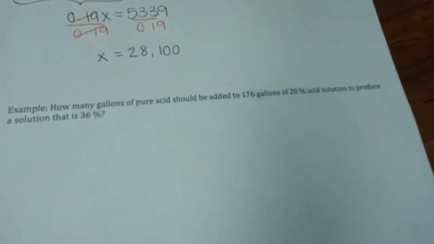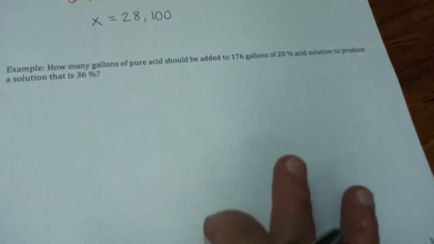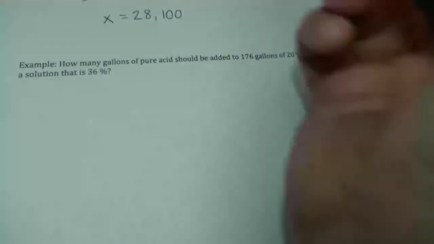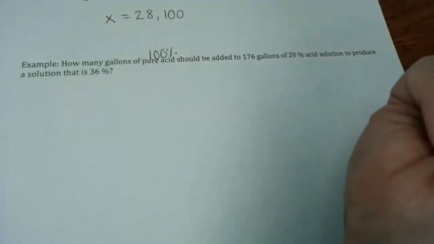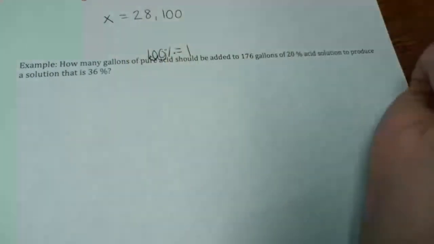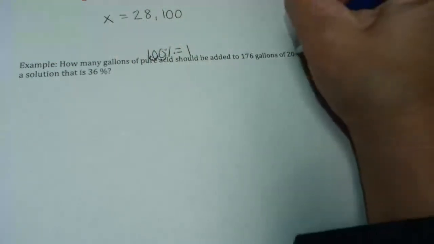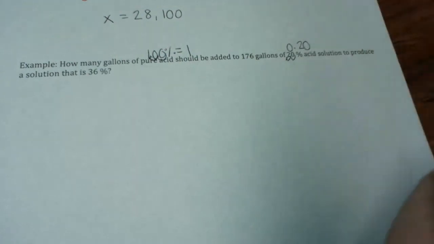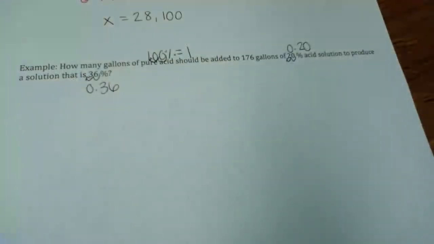Last one for Module 10 Homework 1. How many gallons of pure acid should be added to 176 gallons of 20% acid solution to produce a solution that's 36%? All right, so pure acid means 100%. Putting this in decimal form, moving our decimal 2 places to the left gives us just 1. And 20%, moving our decimal 2 places to the left, gives us 0.2 or 0.20 if you want. And 36% gives us 0.36.